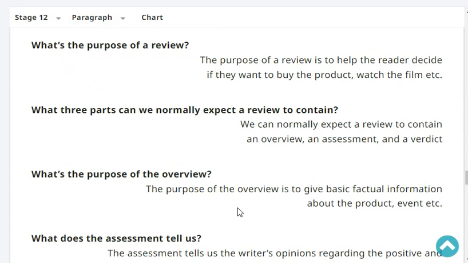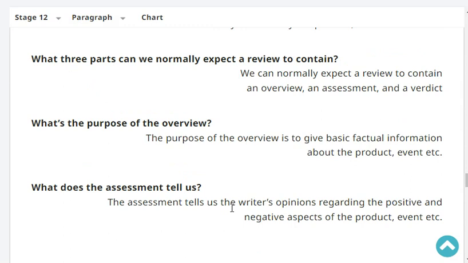We can normally expect a review to contain an overview, an assessment, and a verdict. Very good. What's the purpose of the overview?